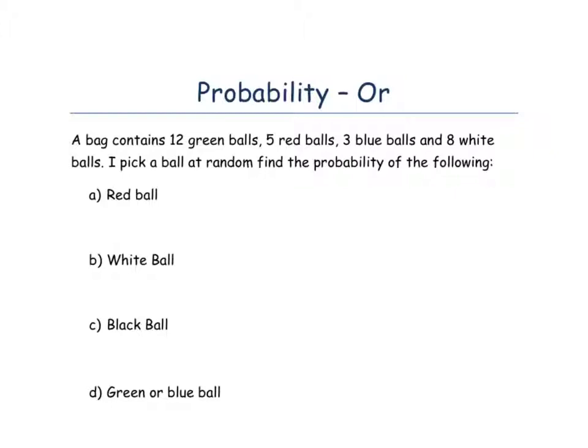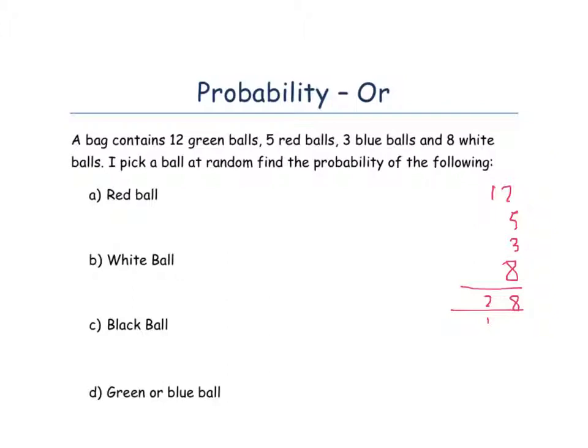So if we just firstly add up all the balls that we've got: 12, add 5, add 3, add 8. So that's 17, 20, 28. So there's 28 balls overall in this bag. So that means that all of our probabilities are going to be out of 28, because in all we have 28 balls in this bag.